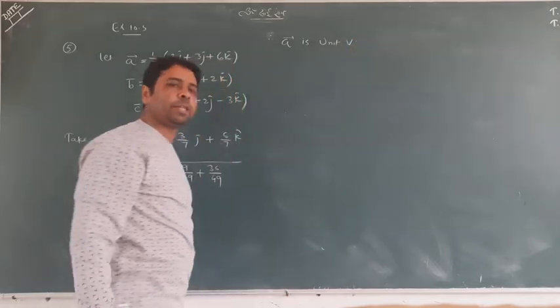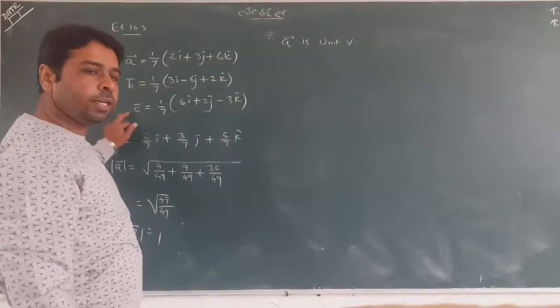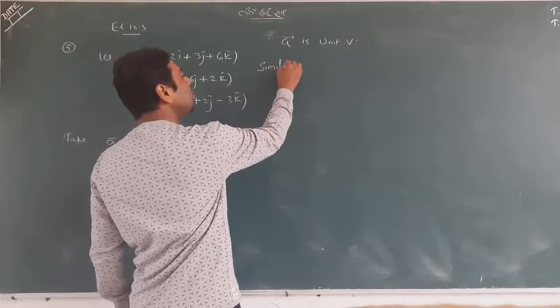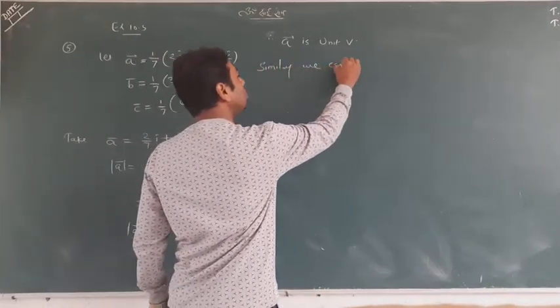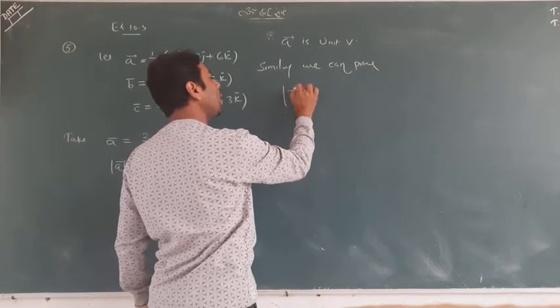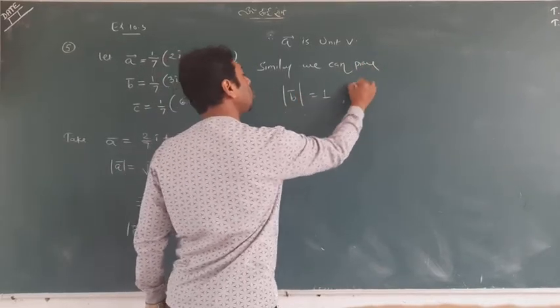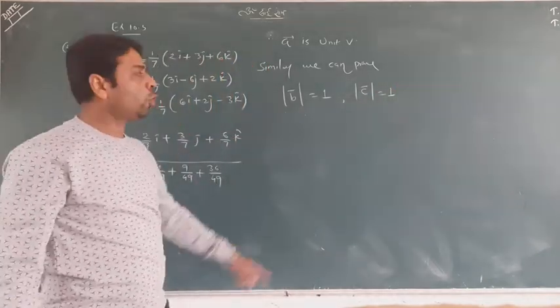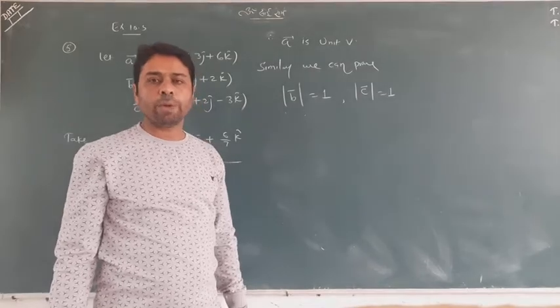This is my first one done. Similarly, B and C, it's your job. You please prove. Similarly, we can prove mod B and mod C are also 1. So it's your job to prove B and C have a mod of 1.